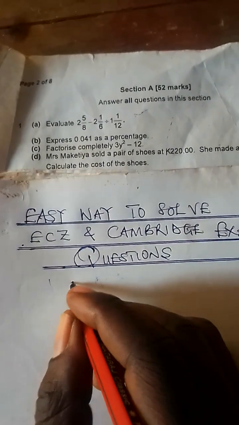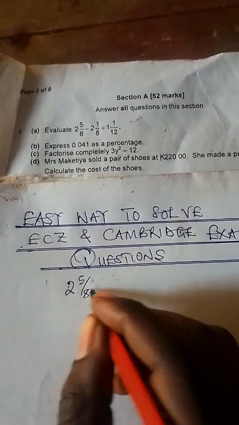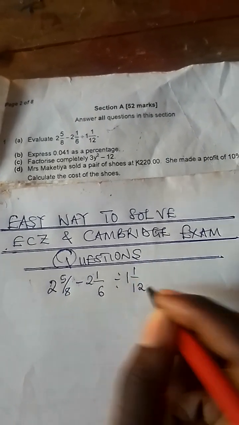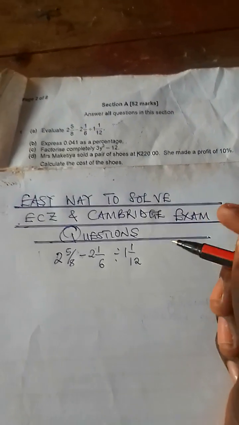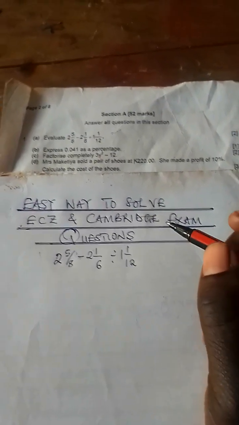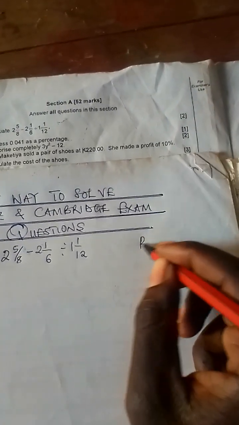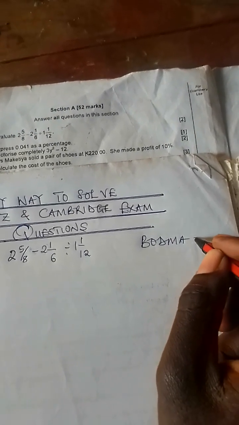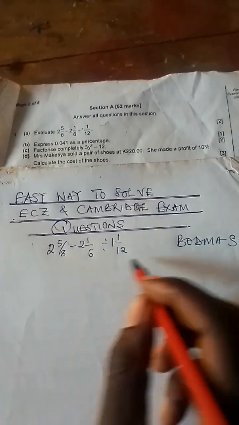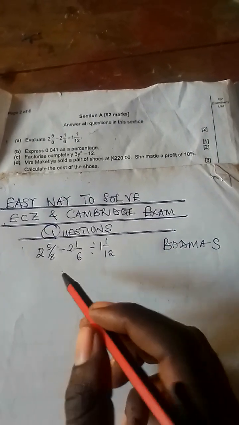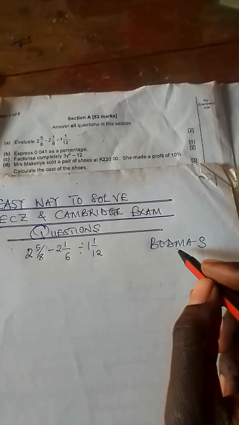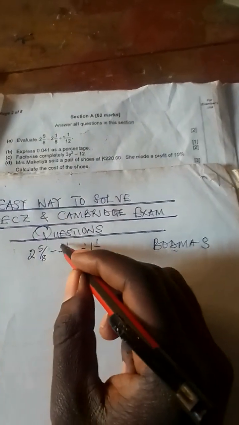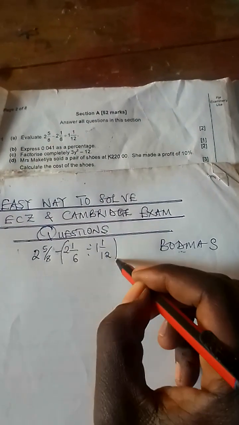So it's 2 1/8, this is actually called a mixed fraction, minus 2 1/6 divided by 1/12. Okay, so for you to solve this question, you're supposed to put into consideration what we call BODMAS, which is brackets, of, division, multiplication, addition, and subtraction. But if you look at this question, we don't have brackets there. And because division comes first here, we are going to start with these ones first.